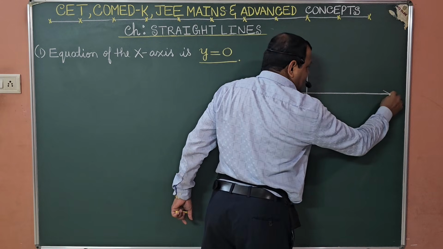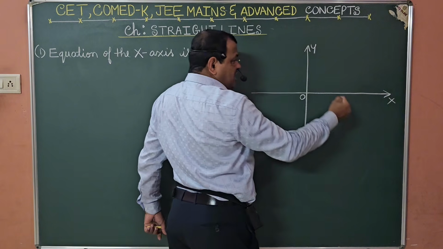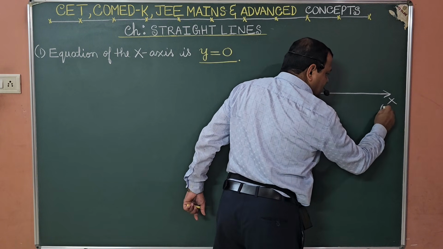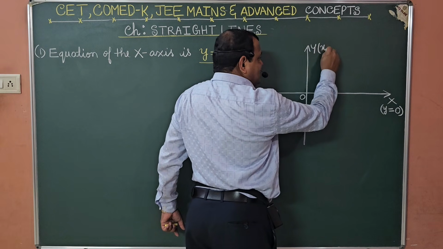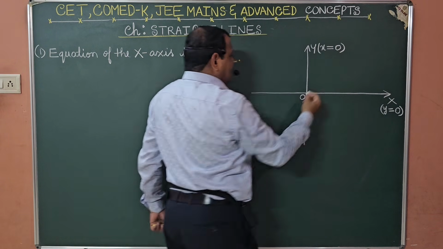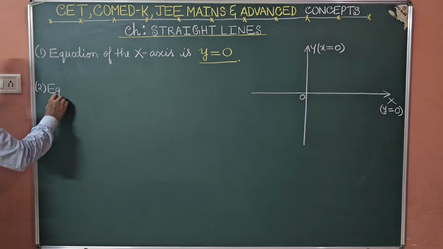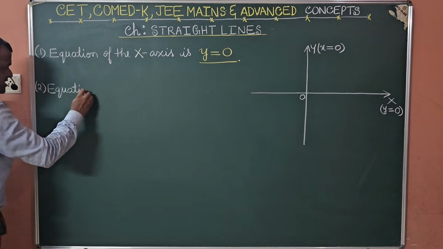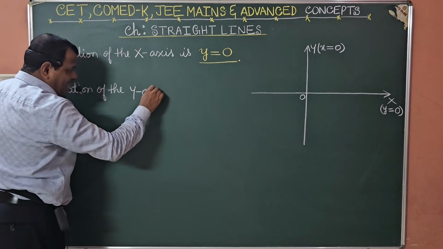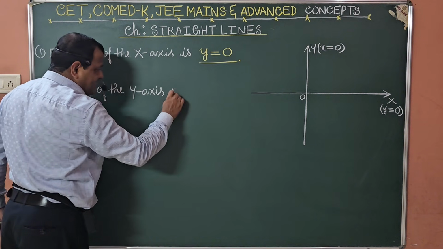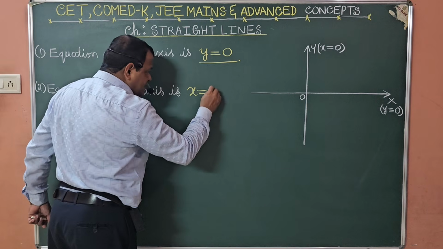See, this is our x-axis. Here we have origin. This is y-axis. Equation of x-axis, say I will write below here. Y equal to 0. Equation of y-axis is my second formula, x equal to 0, which I will be writing here. See, equation of the y-axis, that is vertical line. Y-axis is vertical line. This is, my dear students, x is equal to 0.